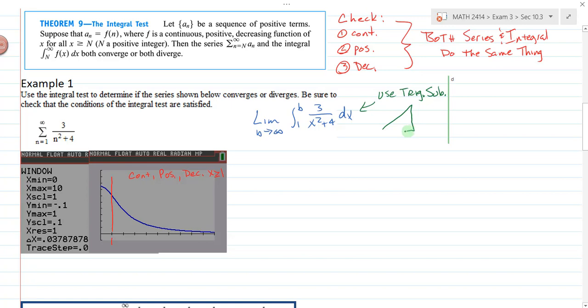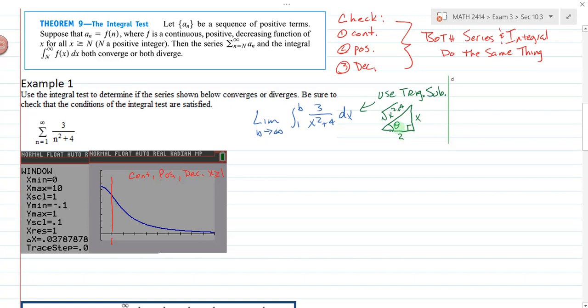which means that I need to set up a triangle. So here's my right triangle. There's my angle theta. What will the hypotenuse be? Remember, that's always what you want to ask yourself. What is the hypotenuse going to be? Square root of x squared plus 4. That means that the opposite side is going to be x and the adjacent side is going to be 2.